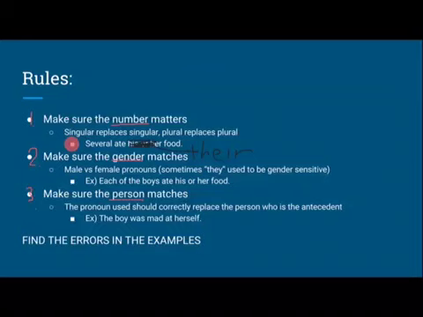In the second example, it clearly states that they are boys, represented by "each," so there is no need to include "or her" as the singular pronoun. In the third example, the boy is mad at himself, so "herself" does not work to replace it.